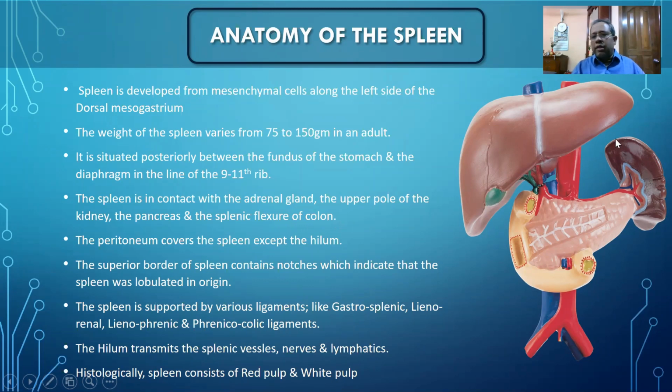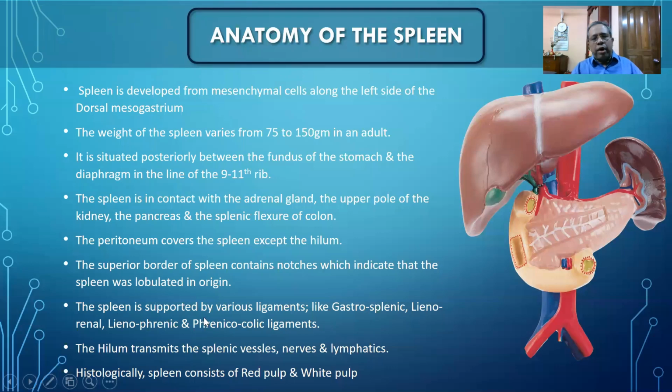The structures which lie surrounding the spleen are all related to the surface of the spleen. The peritoneum covers the whole spleen except at the hilum. The superior border of the spleen contains notches, which indicate that the spleen has a lobulated origin. So there is some notch there.